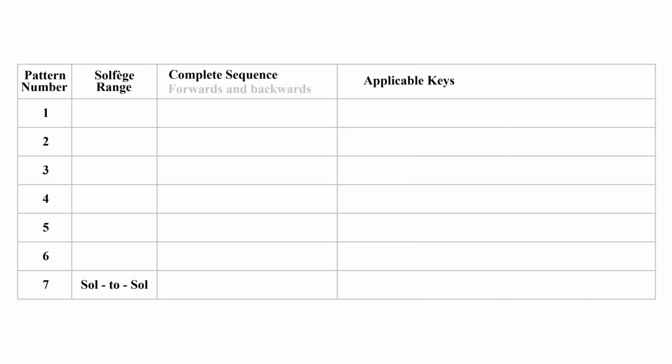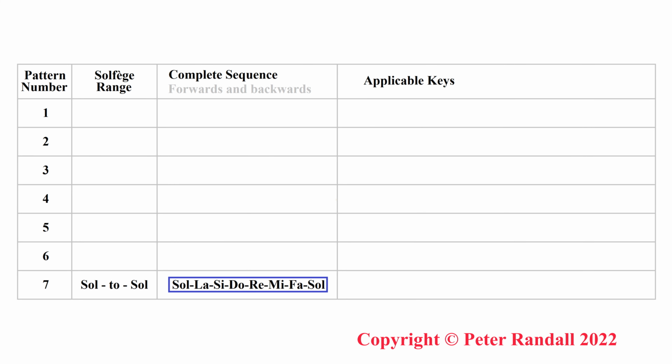The 7th pattern, from Sol to Sol. Diatonically ascending, Sol, La, Si, Do, Re, Mi, Fa, Sol. In reverse, Sol, Fa, Mi, Re, Do, Si, La, Sol. The applicable keys, we have Sol major with 1 sharp, Sol minor with 2 flats, Sol flat major with 6 flats, and Sol sharp minor with 5 sharps.